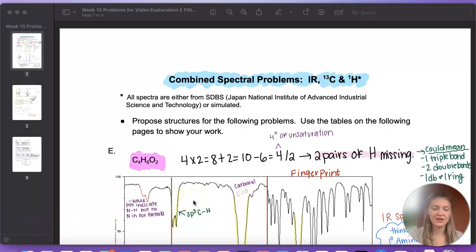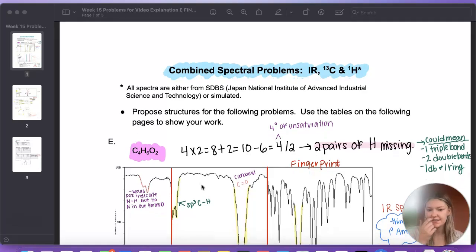I'm going to be solving my combined spectral problem. I had group E. So my molecular formula that I was given is C4H6O2. So the first thing that I did is I went and solved for the degree of saturation.